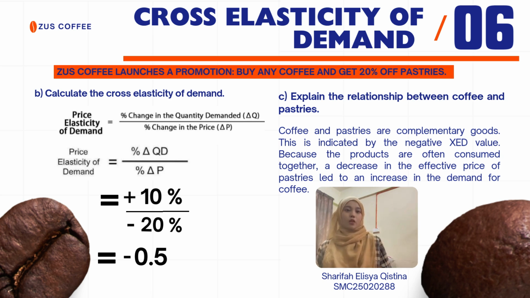Since the price of pastries fell and the demand for coffee increases, the relationship is inverse in price but positive in demand response. And the last question, which is C.